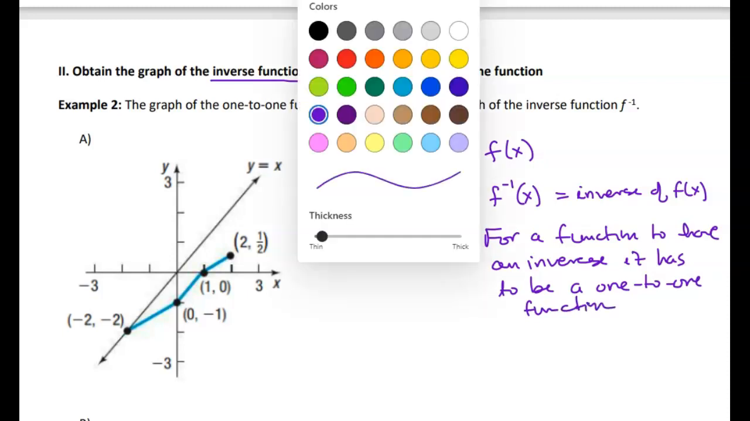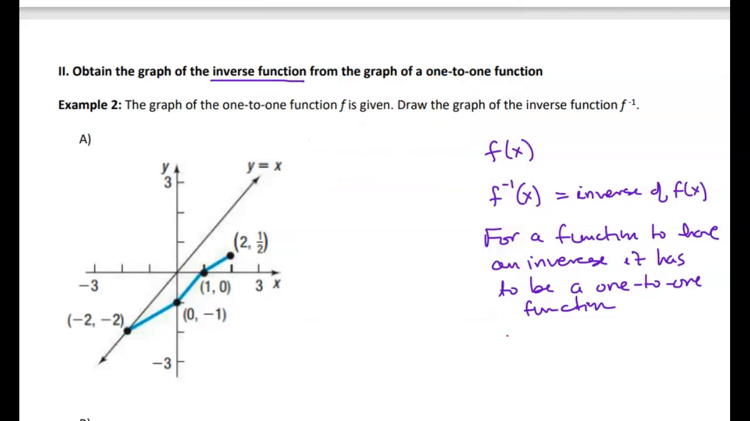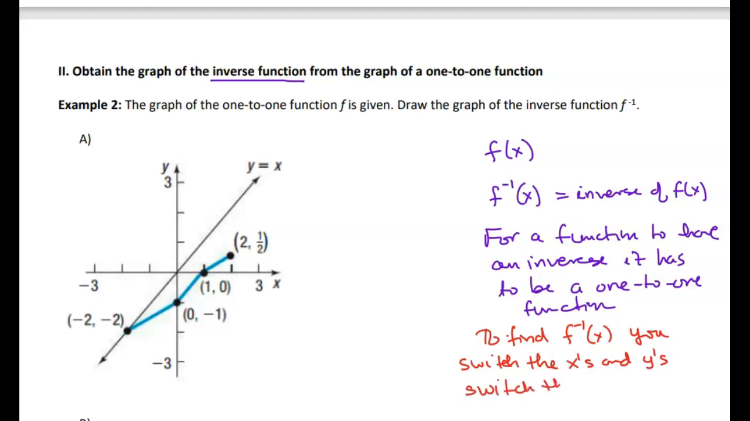Right? And to find the inverse of a function, you basically flip the domain and range. You flip the x and y values. To find f inverse of a function, you switch the x's and y's. Basically, you switch the domain and the range. Alright, so you're basically flipping the function over, x's and y's get switched over.